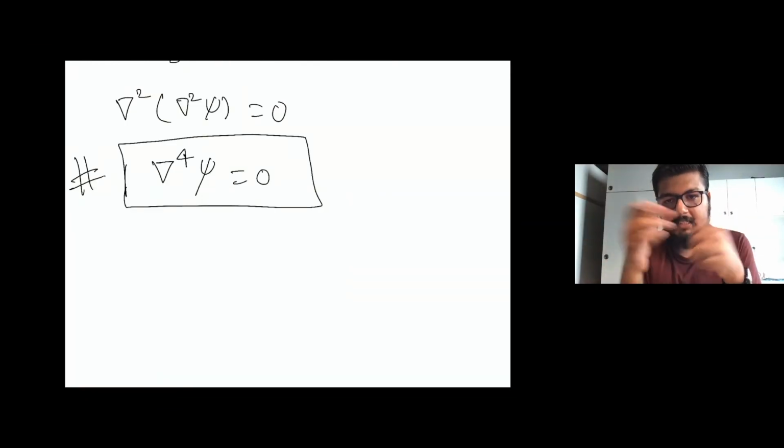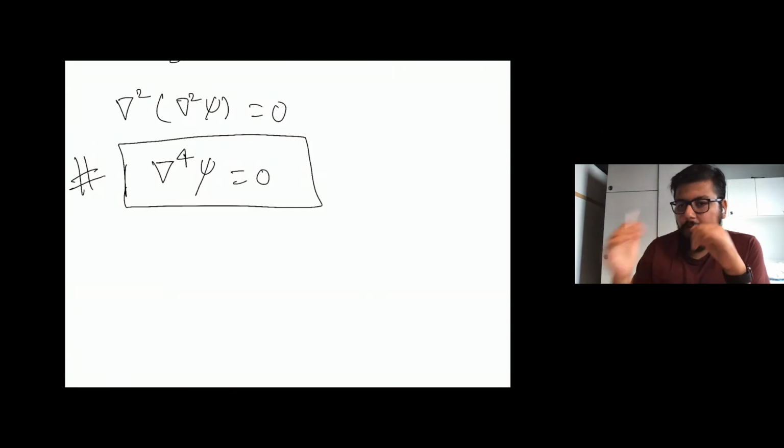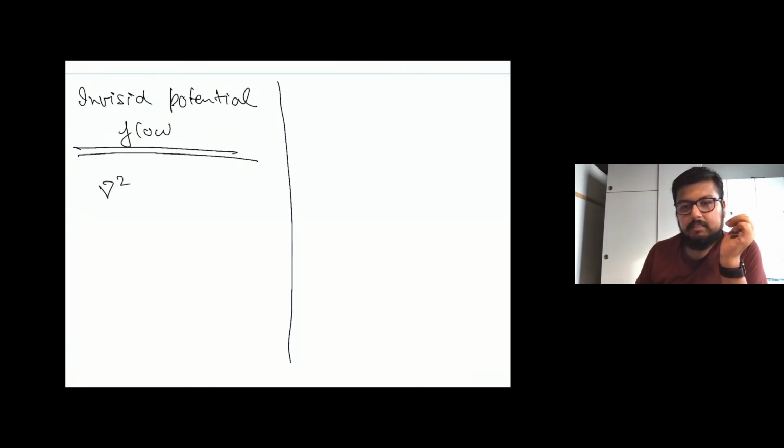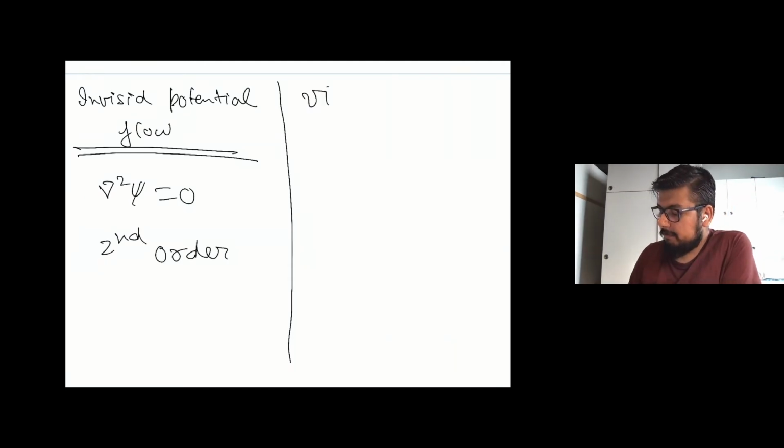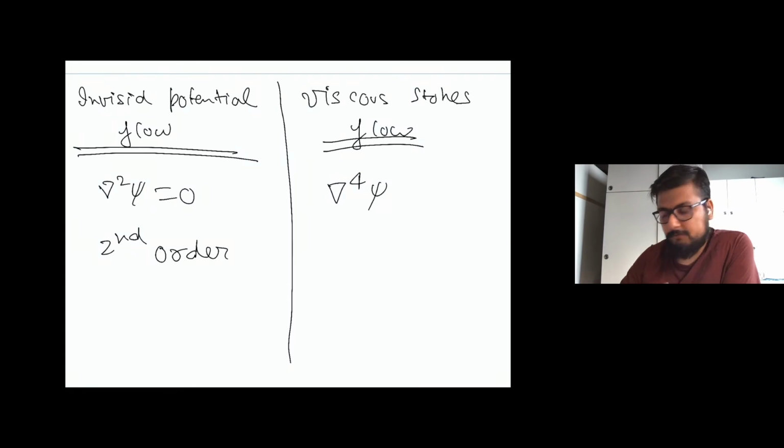Now, this fourth order partial differential equation might look scary to you, but let me remind you that we have seen similar equations before, and that was for an inviscid potential flow. There, of course, we had that the Laplace of psi is 0. So this was a second order partial differential equation. What we have now, so let me call this viscous Stokes flow, is that the fourth order nabla operator applied to psi is 0. So this is a fourth order PDE.